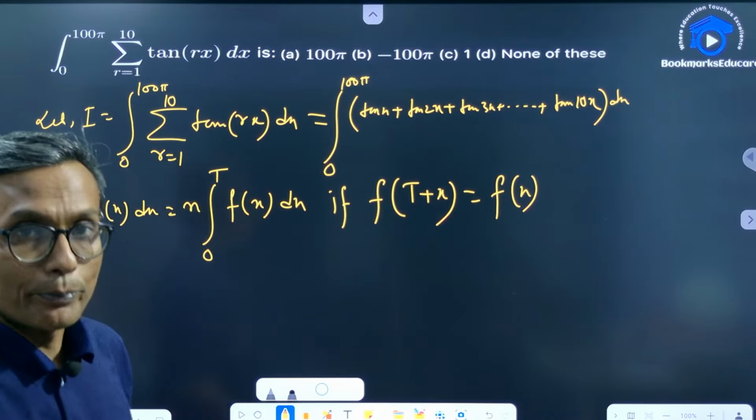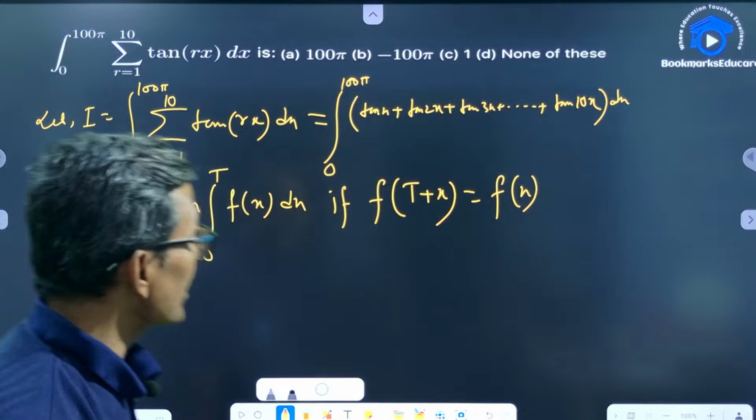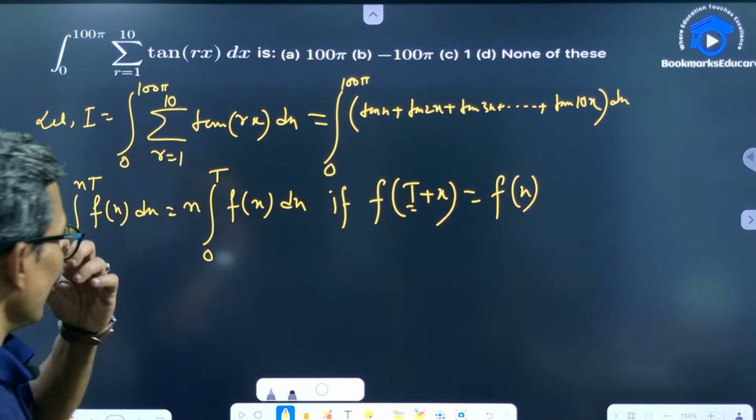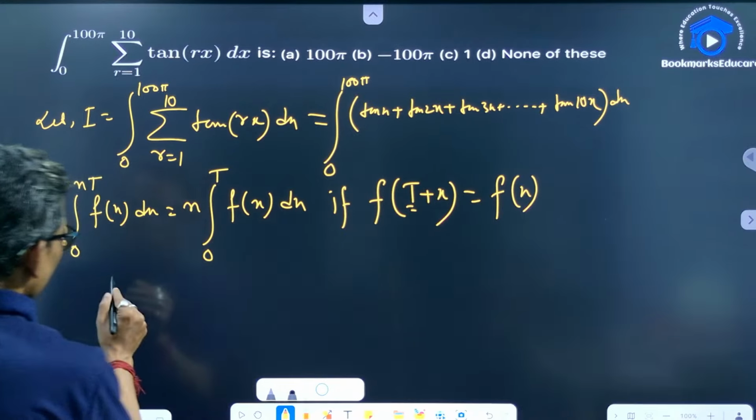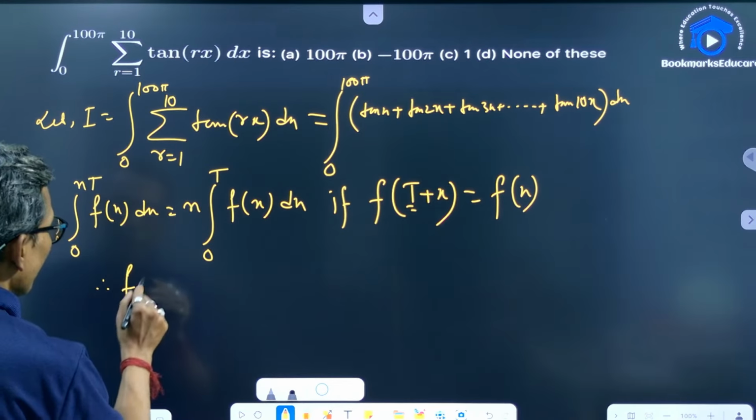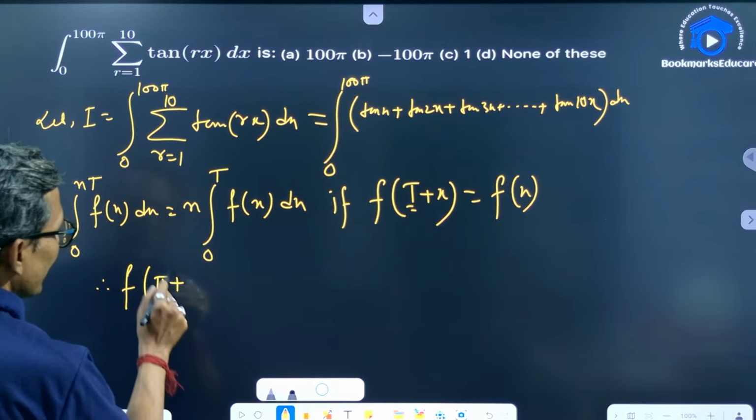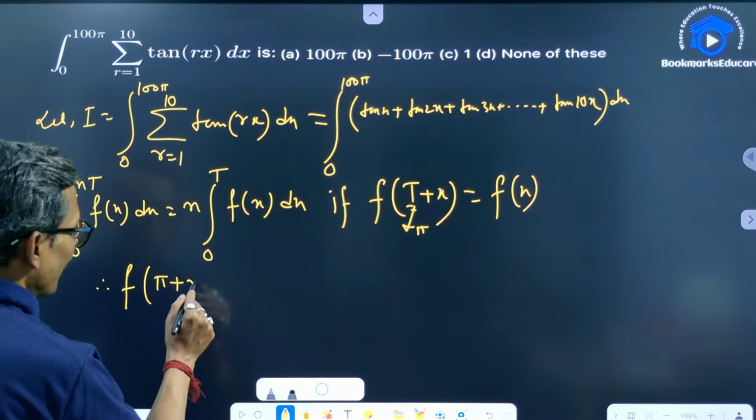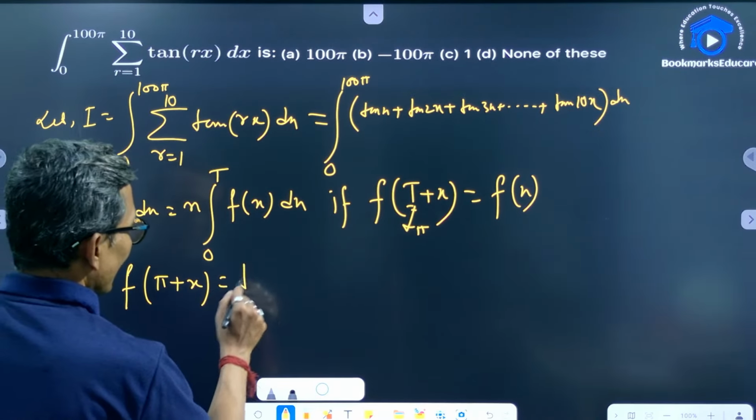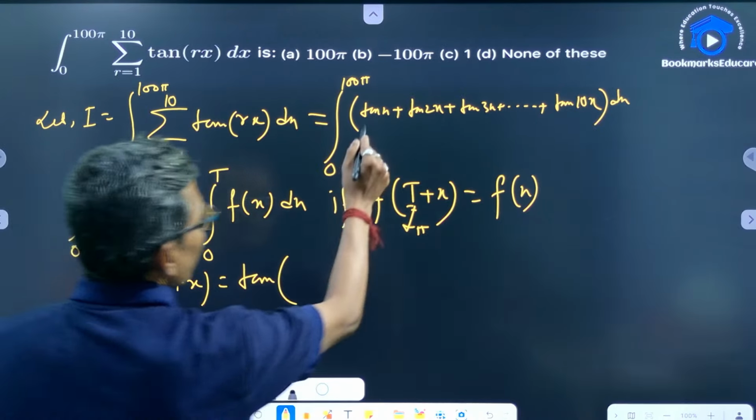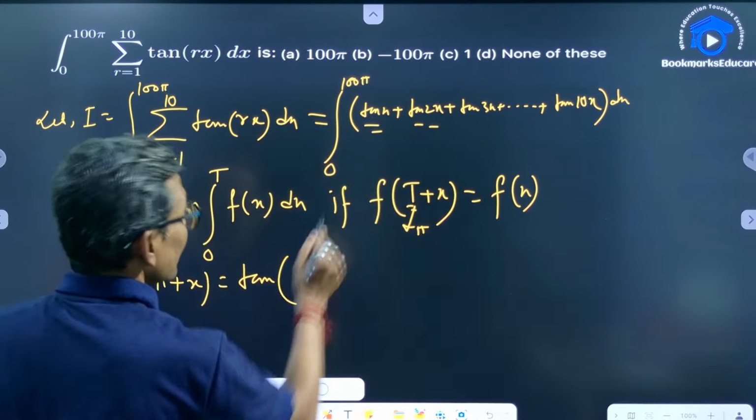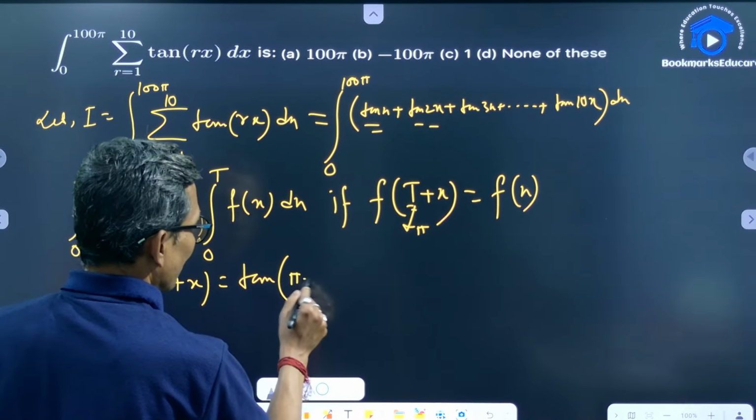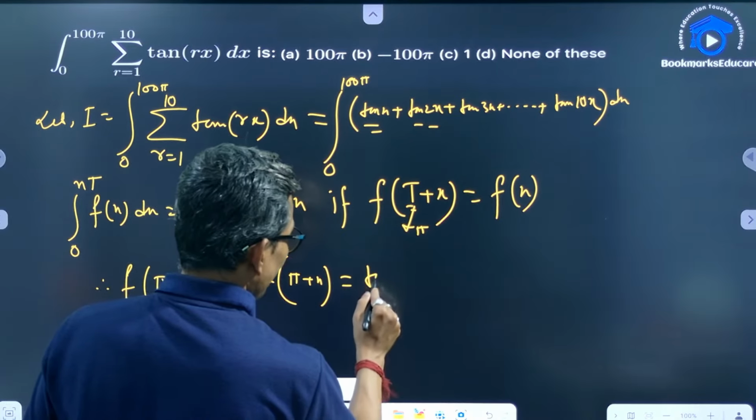where f of x is a periodic function with least period T. T means pi, here the least period is pi. So look, f of pi plus x, what will it be? Take any function, first take tan x. So instead of x you have to put pi plus x, that means tan x.